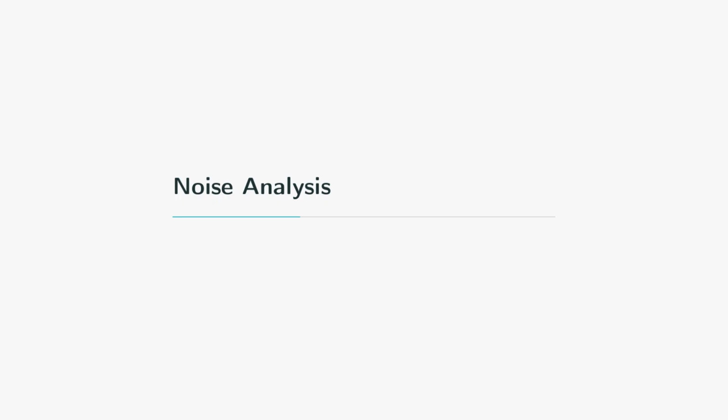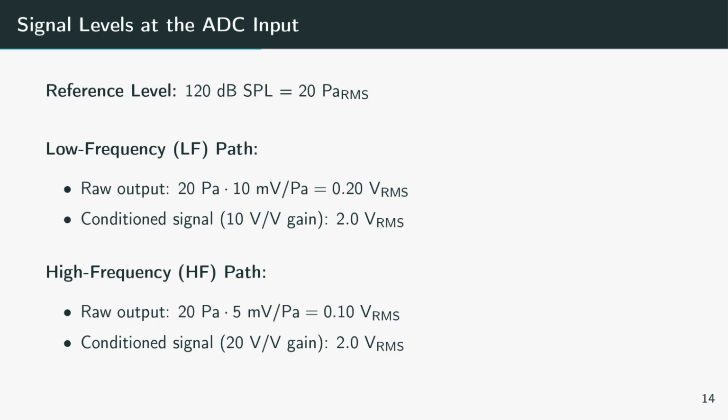To start with the signal integrity, let's look at the signal levels at the ADC input. We established a reference level of 120 dB SPL, which is the standard for these aeronautical tests. For the low frequency path, our sensor gives 10 millivolts per Pascal, which results in 0.2 volts. After applying a gain of 10, we send a clear 2 volts RMS signal to the ADC. On the other hand, for the high frequency path, the sensor is half as sensitive, so we compensate by doubling the gain to 20. This way, both signals reach the ADC at 2 volts, making the most of the dynamic range without saturating the system.